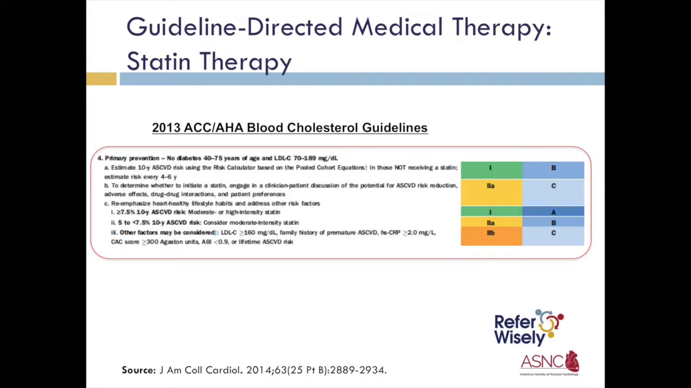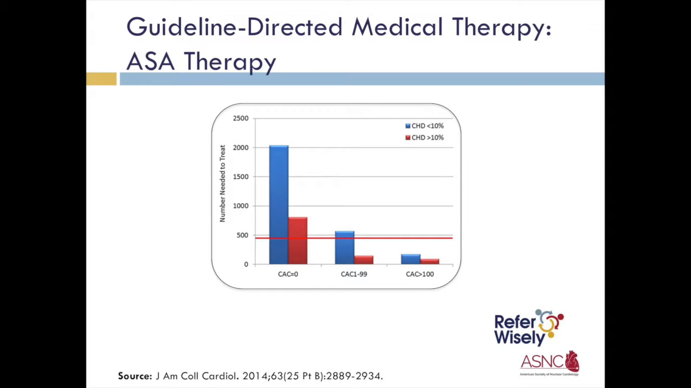What other medication would fall under guideline-directed medical therapy for this patient population? Well, aspirin would be one. So here you can see a study which looked at the risk of patients and then subsequently the number needed to treat to see a reduction in events for patients with different levels of coronary artery calcification. And if you look at the third section on the right, you can see those with coronary artery calcification greater than 100 Agatston units had a very low number needed to treat, independent of what their pre-test likelihood was for a 10-year event rate.